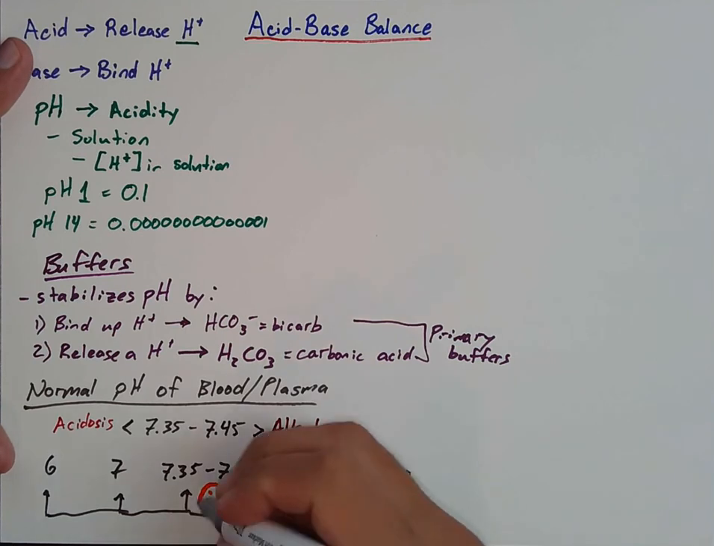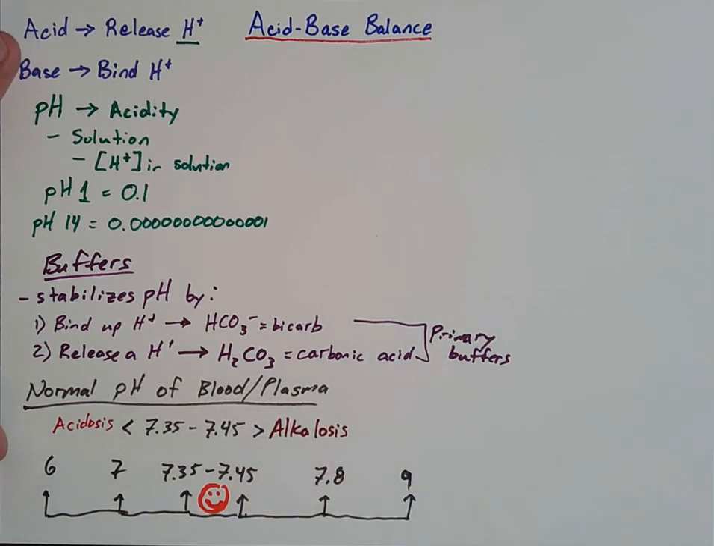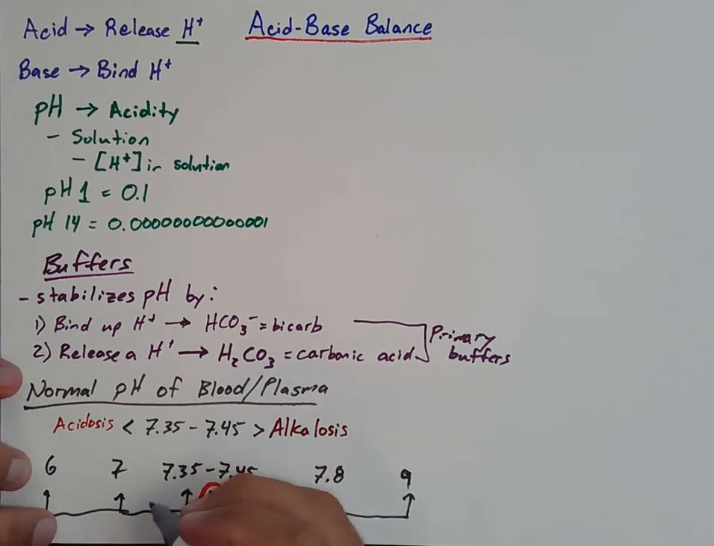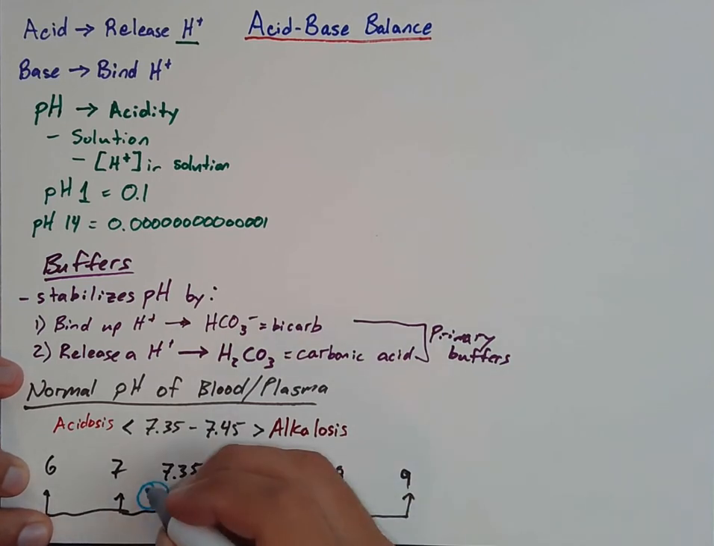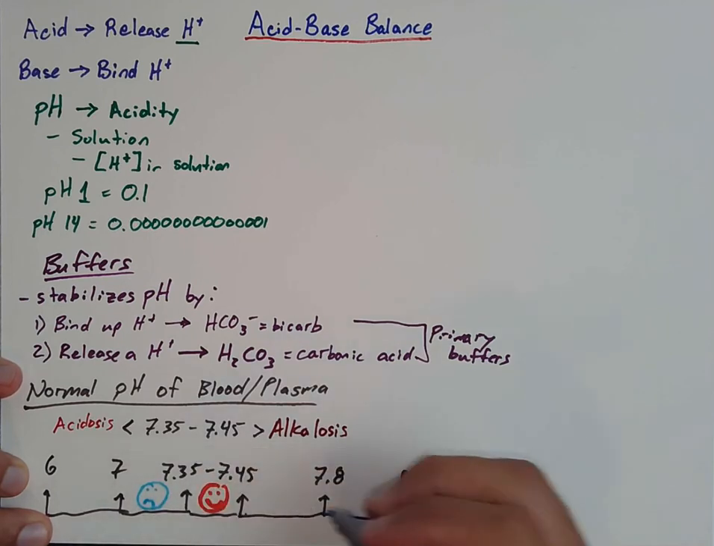We're happy. It's just a nice little smiley face here, right? What if we are in acidosis, between 7.0 and 7.35? I mean, this is still above neutral. We're all alkaline here, but it's acidosis because it's below 7.35. Well, this patient right here would be extremely unhappy and extremely unhealthy.